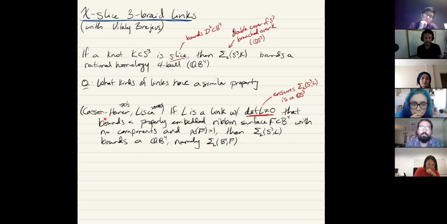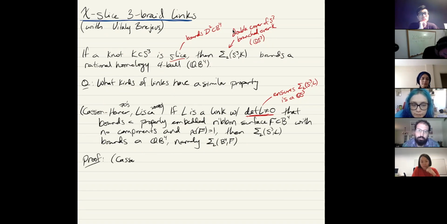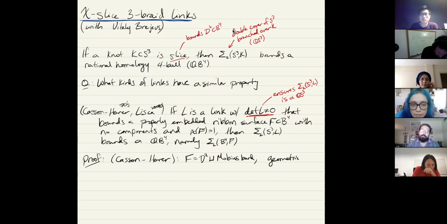And so Casson and Harer, the proof that they give, a little bit of history here. I'm not going to spell out the proofs, but I'll tell you the quick idea. Casson and Harer focused on the case where L was a 2-component link and the surface was a disjoint union of a disk and a Mobius band. So that was the Casson and Harer case. F was the disjoint union of a disk and a Mobius band. And they proved this rather geometrically.